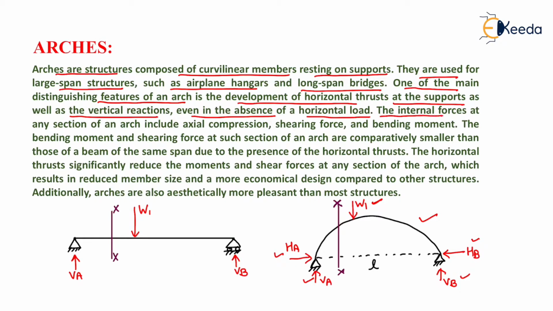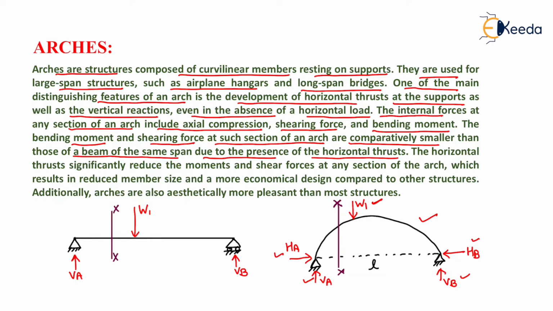Now the internal forces at any section of an arch include axial compression, shearing force and bending moment. The bending moment and shearing force at such a section of an arch are comparatively smaller than those of a beam of the same span due to the presence of the horizontal thrust. It means that the bending moment acting on a particular section in case of an arch is less as compared to that of a beam of the same span length.